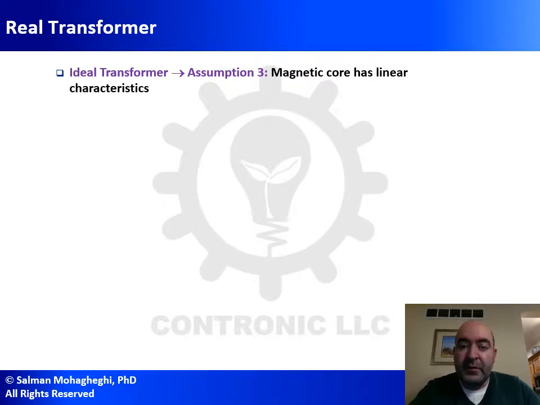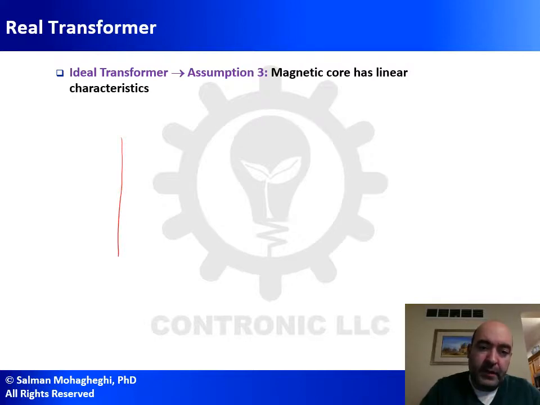The third simplifying assumption we made about ideal transformers was related to the core itself. We assumed that the core has a linear characteristic. Now, what does that mean? In order to get a better understanding, let's go back to the basics of magnetic circuits.